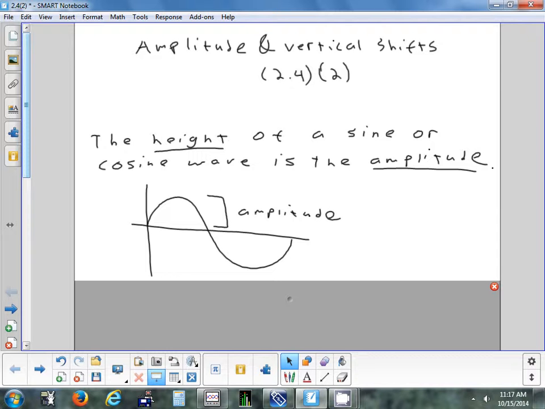Since it's an amplitude, it's a height, what kind of number does height have to be? It has to be positive, right? There's no such thing as having a negative amplitude. If I ask you, what is the amplitude of this function, you should be giving me a positive number.